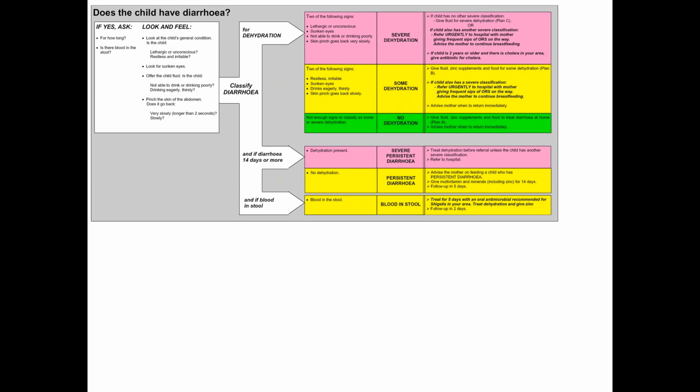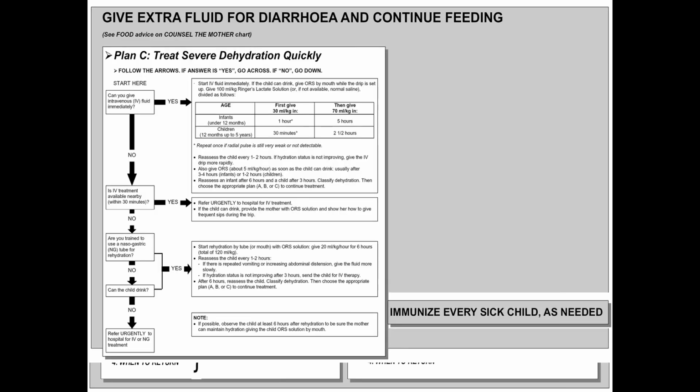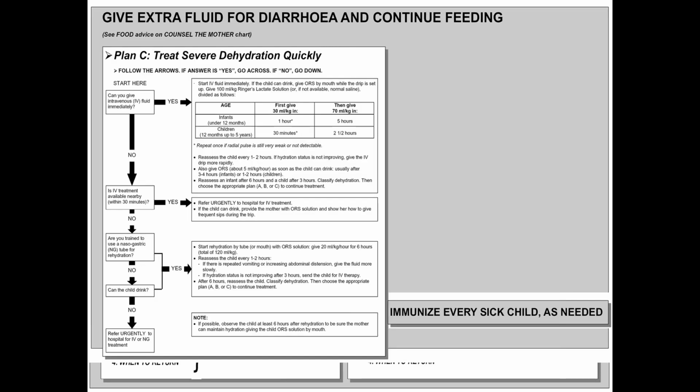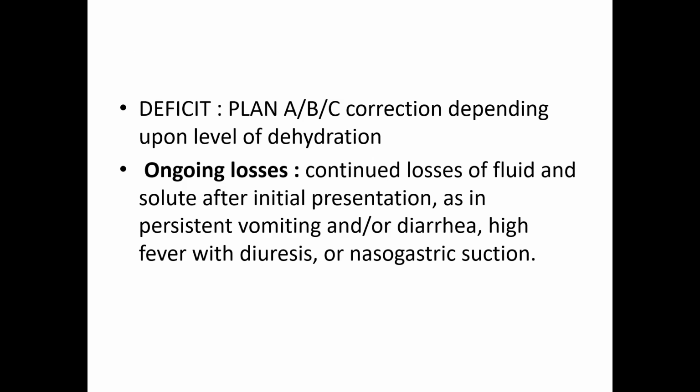In plan C, we end up administering additional fluids like 100 ml per kg IV, depending upon whether the patient is more than or less than 1 year of age. As you can see, we can decide whether to give 30 ml per kg in 1 hour in infants and half an hour in kids more than 1 year, and then the remaining correction over 5 hours in infants and 2.5 hours in bigger kids. And if the patient is less dehydrated, moderate, then we can give ORS, that is enteral rehydration, at 75 ml per kg. And if the patient has mild or no dehydration, then we can continue ongoing care by just giving ORS for ongoing losses, zinc, and showing the patient what the danger signs are.